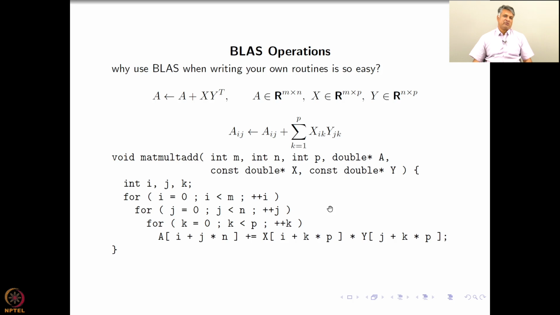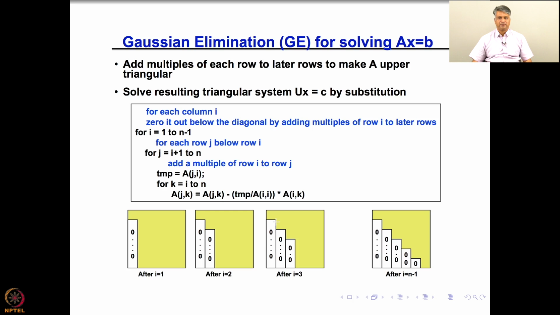So the question is, why should I bother using BLAS when writing our own routines is easy, right? Let's say that I have to do an operation where I have to take the matrix A and add x multiplied by y transpose, where A is in the set of real numbers and is m cross n, x is m cross p, again in real numbers, and y is n cross p, again in real numbers. Now I can go and write an explicit code like this for mat multiplication and addition, which could give me the same solution. But this is not efficient.